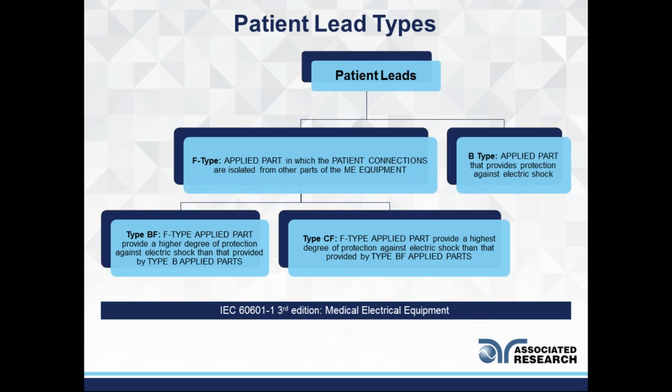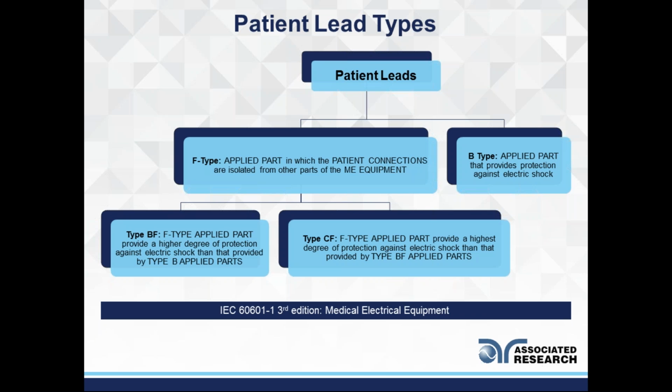Now below the F-type we get into more specific BF and CF. BF is your applied part which provides a higher degree of protection against electrical shock than that provided by your normal standard B types. Now when we get to CF, that's the most protection. That provides the highest degree of protection against electric shock than that provided by your BF, F, or B type.